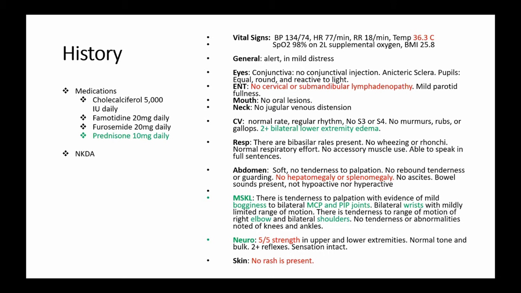Looking at her ENT exam, no cervical or submandibular lymphadenopathy, so maybe less likely head and neck cancer, head and neck infection, although this does not rule out something like a lymphoma or a leukemia. 2+ bilateral lower extremity edema, very nonspecific, kind of common things, thinking of, does she have heart failure? Does she have cirrhosis? Does she have renal disease? Or is this more of just a vascular insufficiency that we often see?